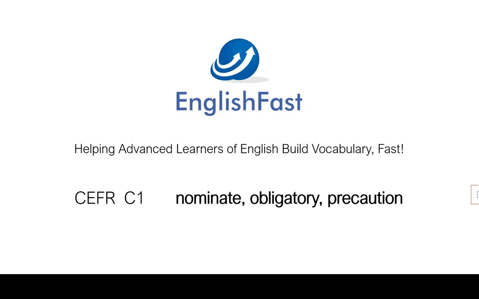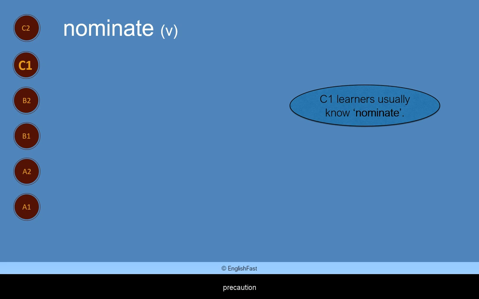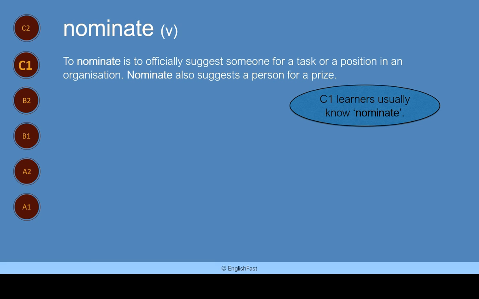CEFR C1. Nominate, obligatory, precaution. Nominate. Nominate is a verb. C1 learners usually know nominate. To nominate is to officially suggest someone for a task or a position in an organisation. Nominate also suggests a person for a prize.